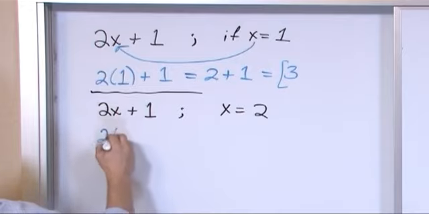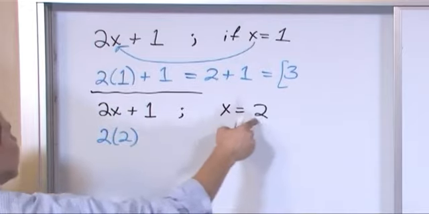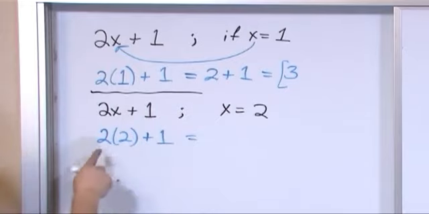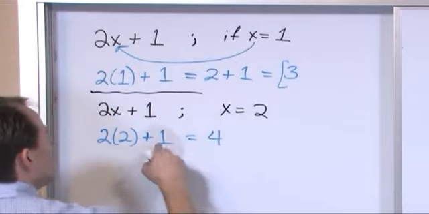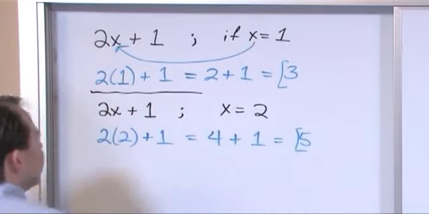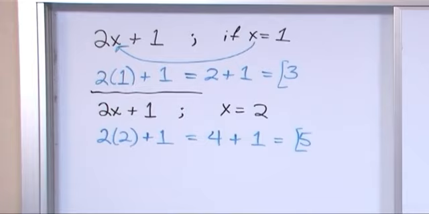But you proceed the same way. Multiply by 2 because this x goes right into this spot, plus 1. 2 times 2 is 4, but don't forget we still have to add the 1, and in the end we're going to get 5. And that's the answer.